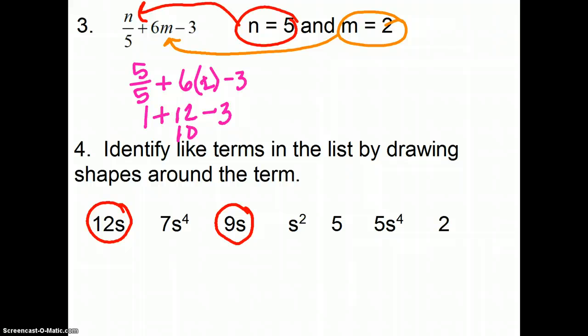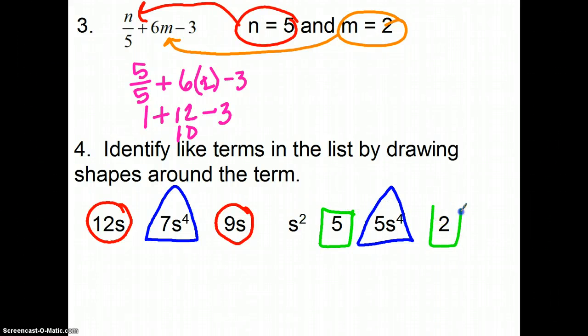Okay? Then I'm going to move on to 4s squared. I'm going to put a triangle around it. So I look for my other terms that have an s with an exponent of 4. 5 times s to the 4th. Now I'm going to look for my constants. Constants are numbers that do not have variables and do not have exponents. So my constants are 5 and 2. And constants will always be like terms. S squared does not have a like term, so I'm going to leave it alone, and that problem is complete.